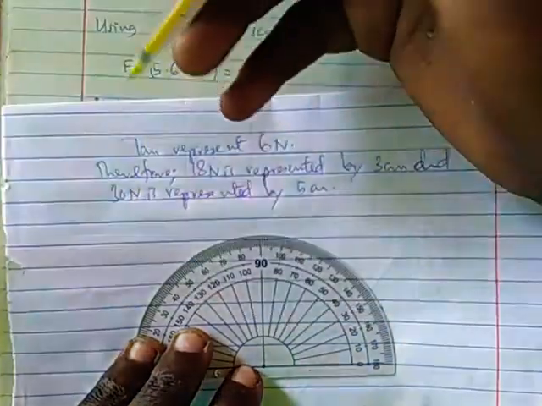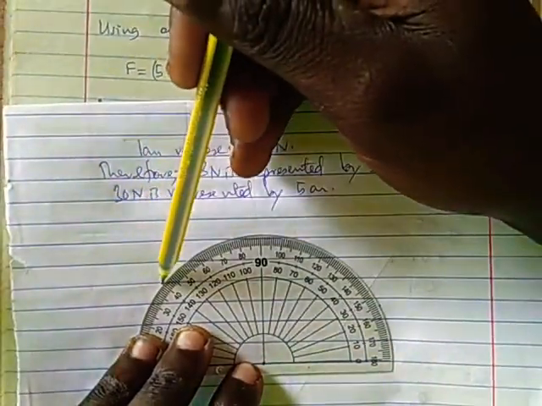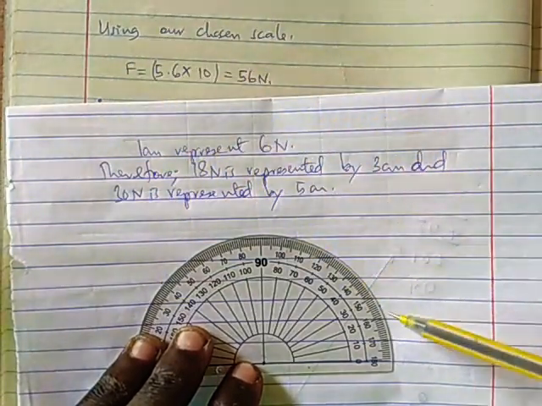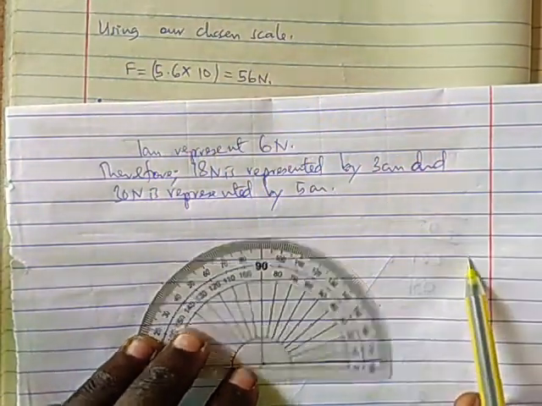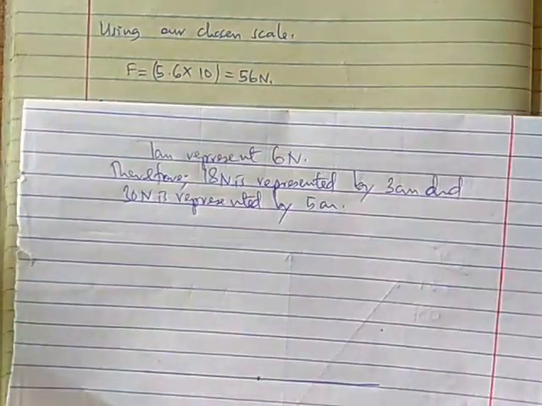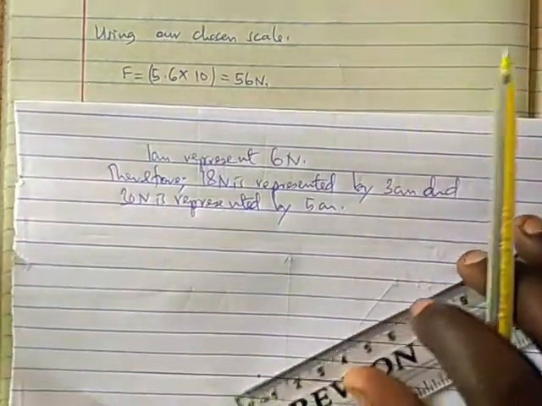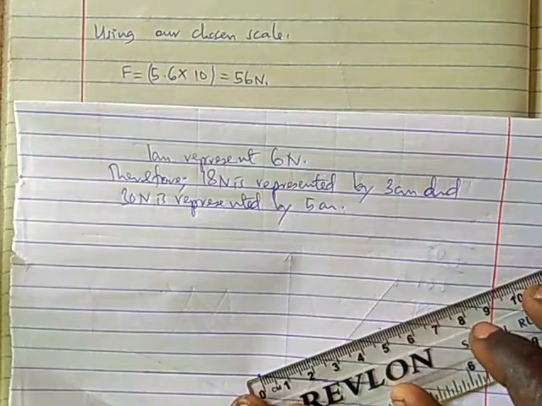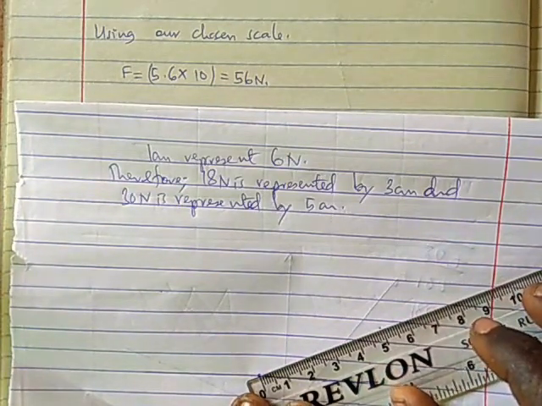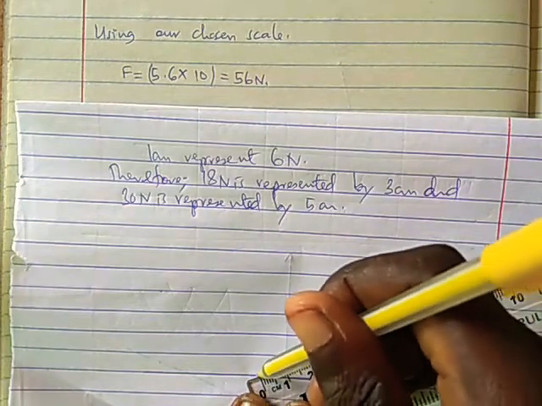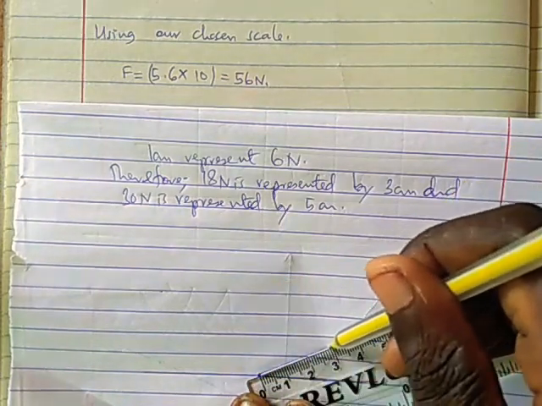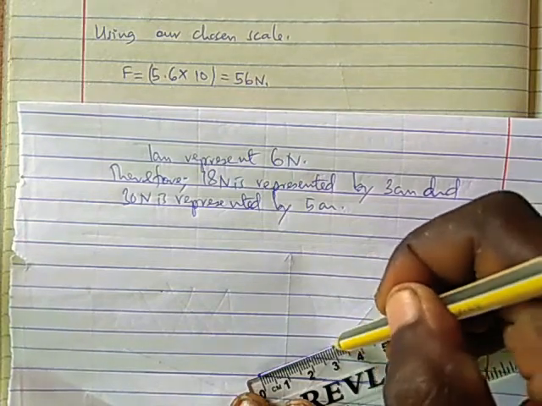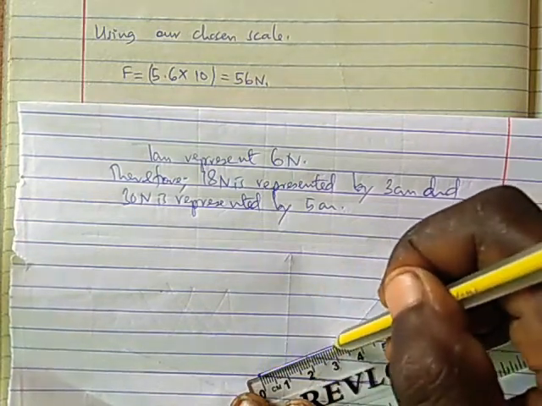Hii ndo angle yangu ya 140. So angle ya 140 ni hii hapa. Angle ya 25 ni hii hapa. Kwa hiyo hapa kwenye angle ya 25 na vector ya 3 cm, nitachora vector wangu wa 3 cm hapa kwenye angle ya 25. So I draw my vector which is 3 cm. So 3 cm ni hapo.